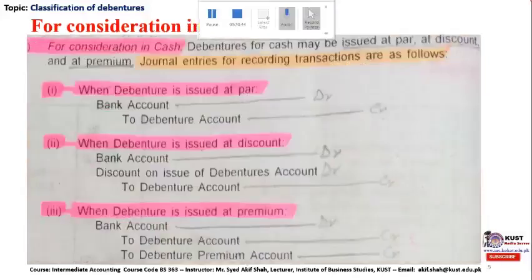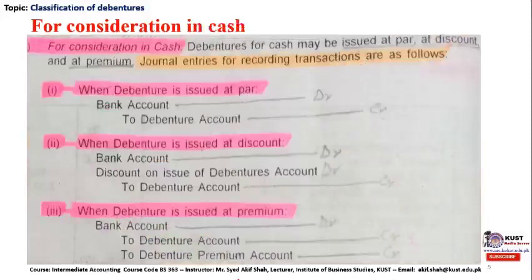This is the second point on the agenda, which is debenture issuance for consideration in cash. Like in the previous example, we discussed debenture issuance in consideration other than cash. Now we are discussing the three journal entries if the debenture has been issued by the company at par, at discount, or at premium, but not for consideration other than cash, rather in terms of cash. If the company has sold the debenture for cash, then what will be the journal entries? These are very simple and straightforward.